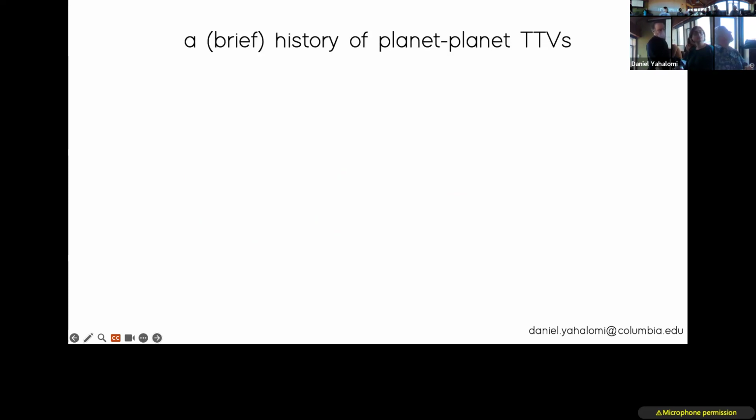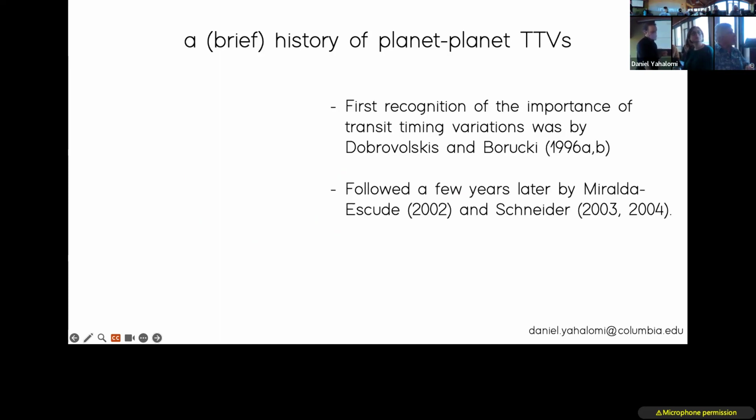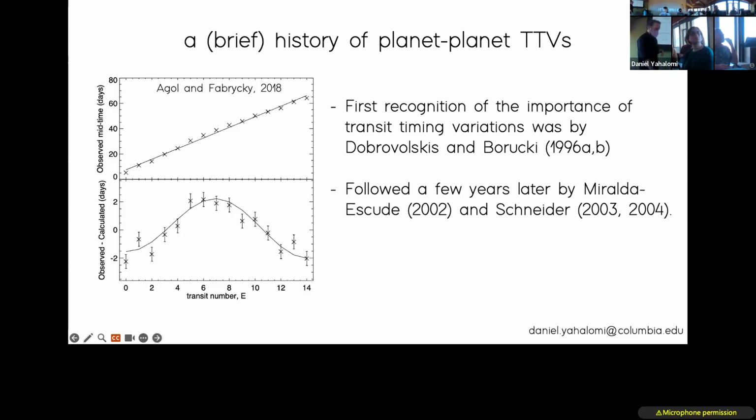To understand what's going on here, let's take a step back and have a bit of a discussion about the history of planet-planet TTVs and the parameter estimation side. The first recognition of planet-planet TTVs was in Dobrovolskis and Borucki in 1996, followed shortly by Murray, Holman, and Schneider in the early 2000s. There are some early papers showing what a linear ephemeris, basically a no-transit-timing model, looks like versus data with transit time variations on the top, and on the bottom what those TTVs might look like.